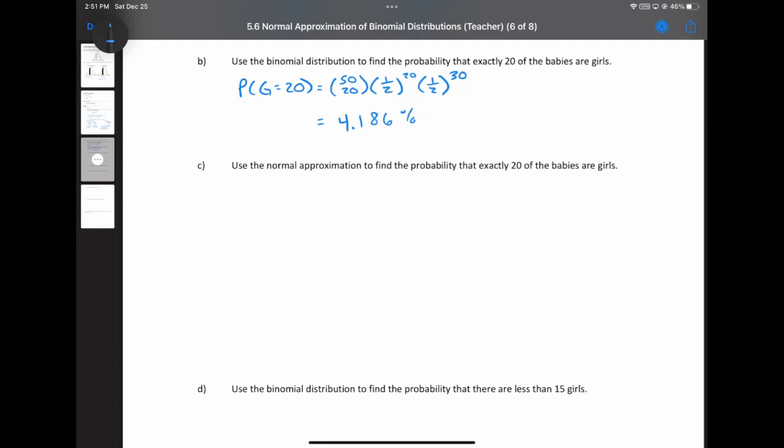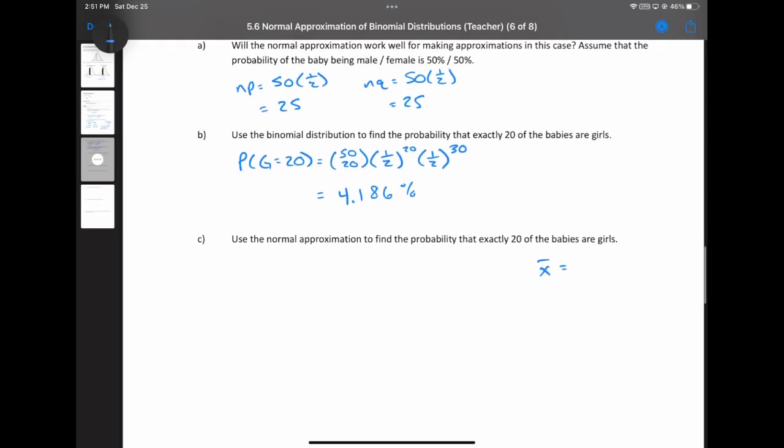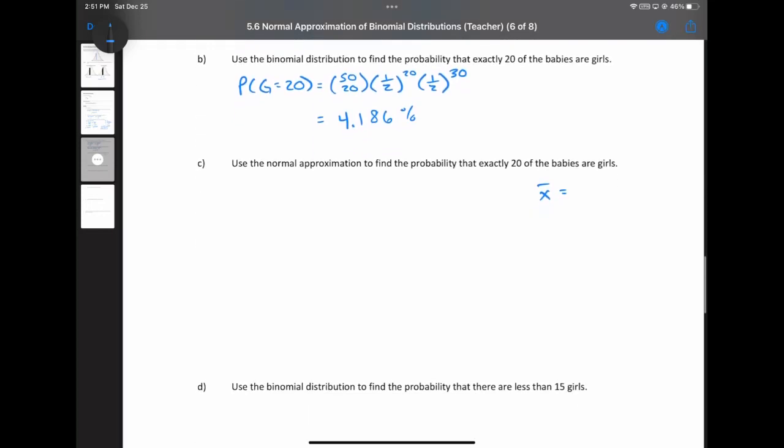So again, off to the side, I'm going to say x bar equals n times p. And again, we already did that in part A. One bonus of making sure that we can use it is that we already have calculated one of our things. Again, makes complete sense. If you've got 50 kids, you'd expect an average of 25 of them to be girls and 25 to be boys.